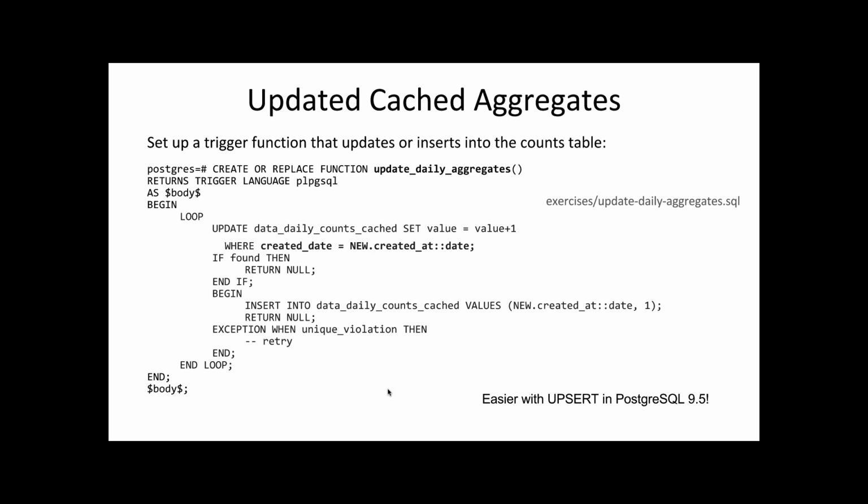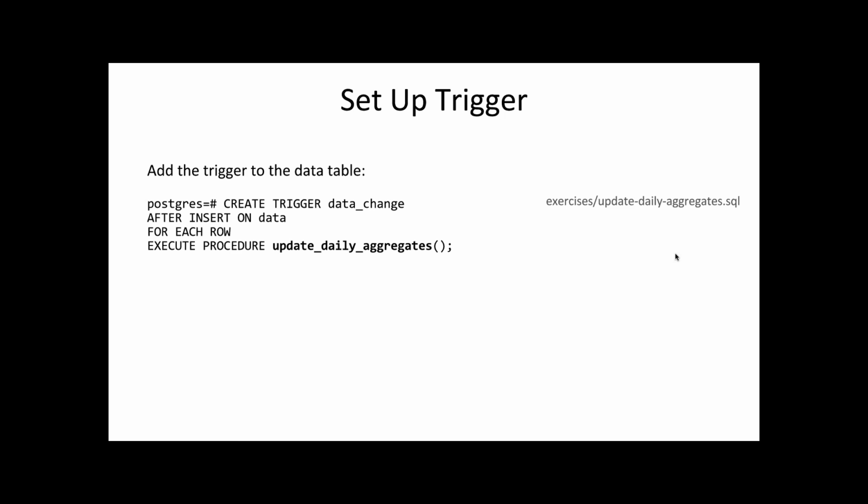Okay, so if we put this into a function, then we can call that function in a trigger. Notice that I've added some file names to help you find these examples in the repository. So creating the triggers: after any insert on data, for each row, we'll execute the procedure update daily aggregates and add 1 to the cached aggregate, or the cached count.